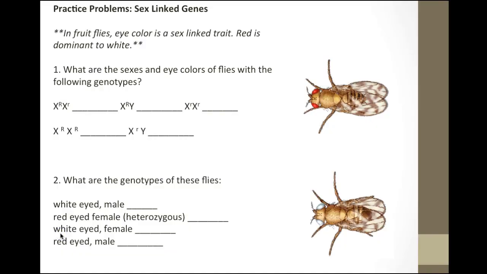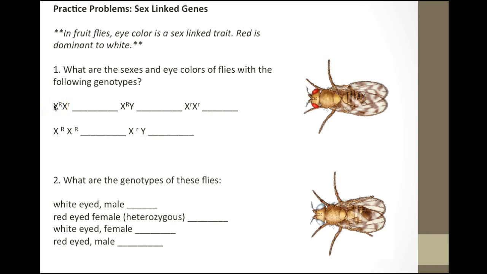Okay, so practice problems. We're going to be looking at another example. This is not humans, this is actually fruit flies, a type of fly. So fruit flies, their eye color can either be red, as in this picture over here, or white in this picture over here. Red is dominant to white, so red is going to be capital R and white is going to be a lowercase r. So for number one, I want you to try to label the descriptions of each of these genotypes.